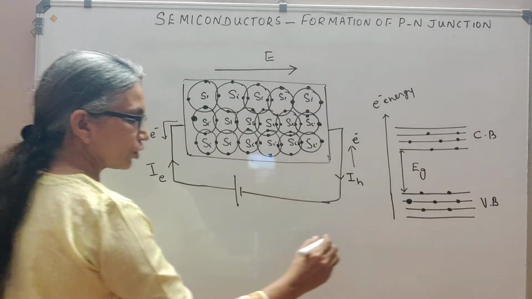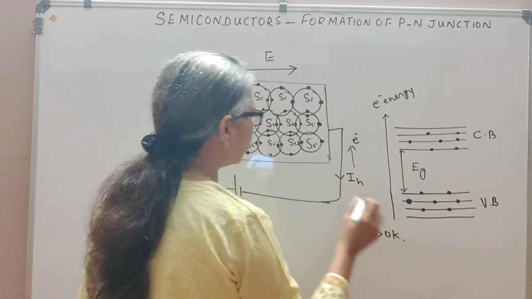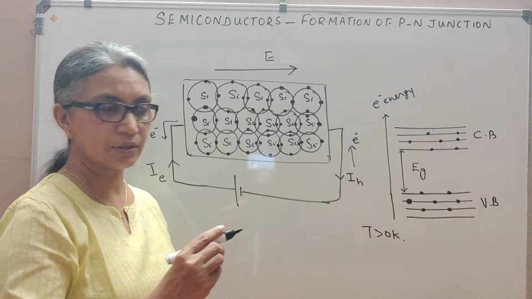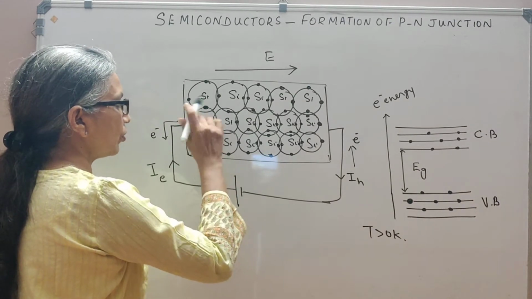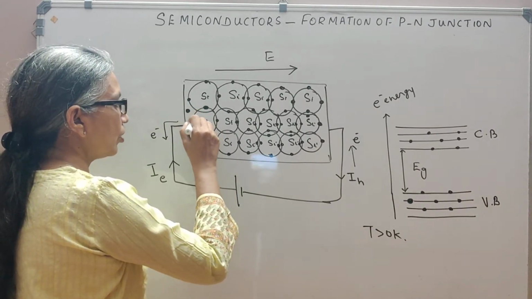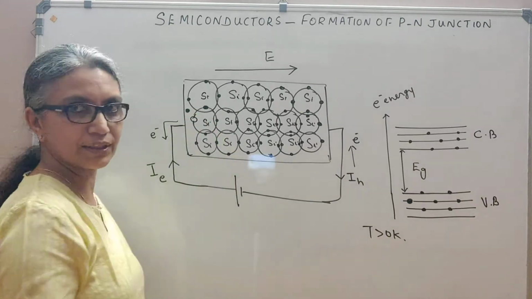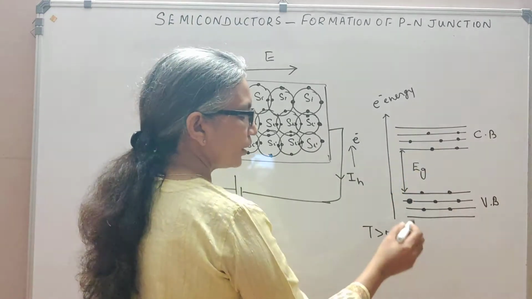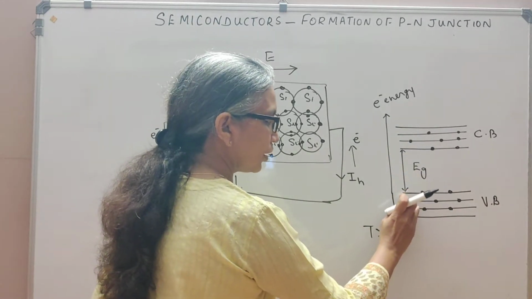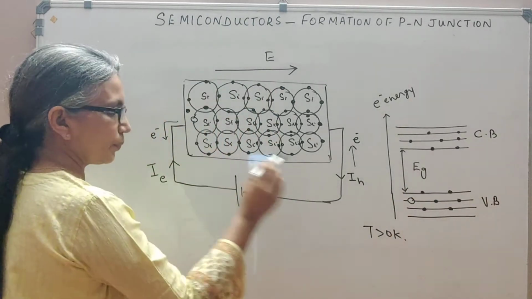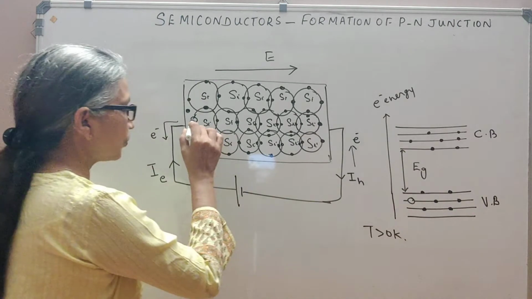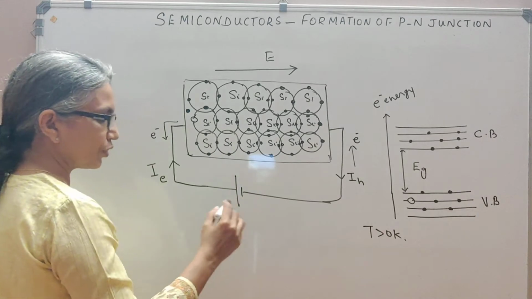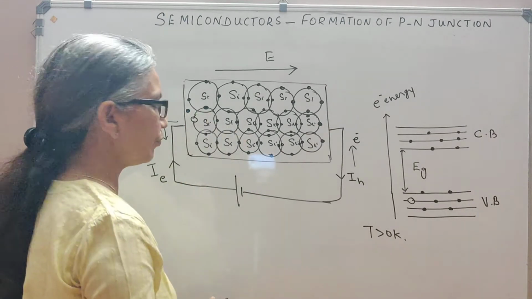Now suppose you give a temperature greater than 0 Kelvin, then you know that some of these electrons can get enough energy to break free from their bonds. For example, let's say this electron becomes a free electron, creating a hole, or the vacancy of an electron, in the valence band. Such a free electron will now appear in the conduction band, and corresponding to that electron, this is the hole that has appeared in the valence band. So you have an electron-hole pair, where this electron has come because of T greater than 0 Kelvin.